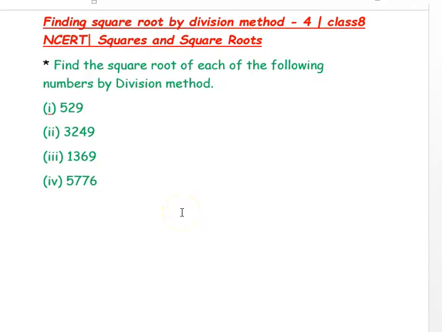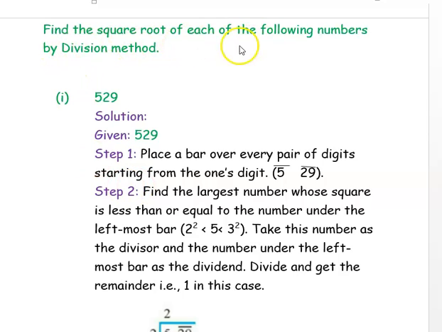In this video, we are going to see a few examples of finding the square root of a given number by the division method. So the question is, find the square root of each of the following numbers by division method. The first question given is 529. So the solution: 529 is the given number.